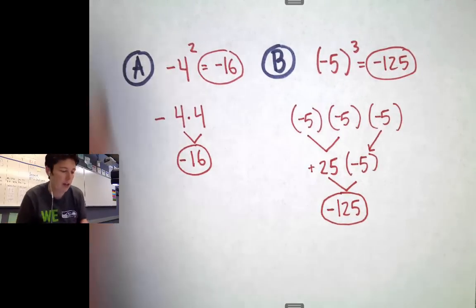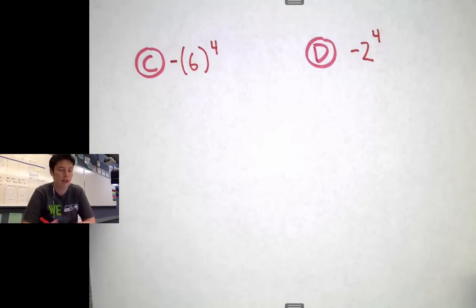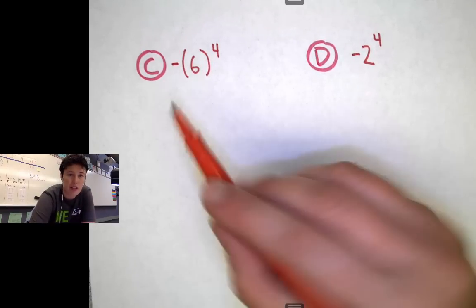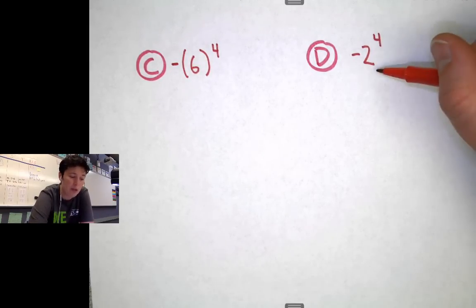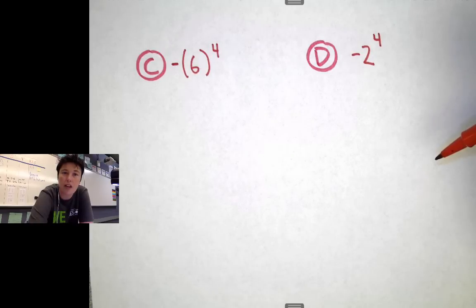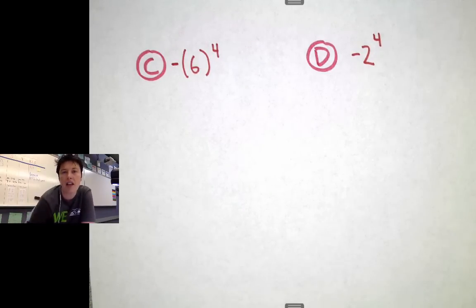Okay, round two, here we go. Your next one is question C and D. Negative parentheses, 6 to the fourth power, and negative 2 to the fourth power. All right, again, pause the device and give this a shot. Good luck. All right, are you ready to check your answer? Have you finished the problem? I hope you have. I hope you're ready to go.